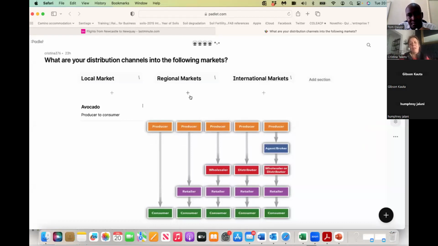Okay, and then in your regional markets, in your neighboring markets, how does it happen? Does it go producer to retailer to consumer? Does it go producer, wholesaler, retailer, consumer? Does it go producer, distributor, retailer, consumer? And then does it go producer, agent or broker, wholesaler, retailer, and consumer? So put your comments in here. If you can't use the Padlet for whatever reason, you can put it in the chat and we will pick it up when we come back onto the screen.